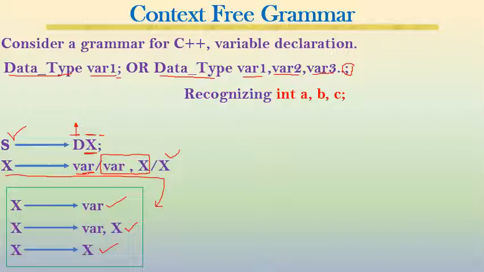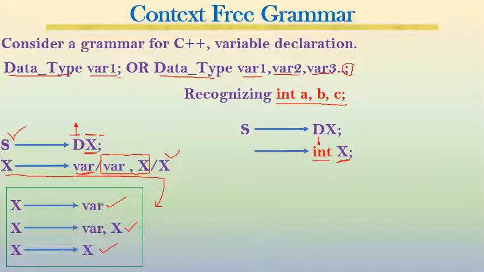Now consider we are recognizing this declaration: integer a comma b comma c and semicolon. If you are recognizing this syntax using this grammar, we'll start from the start production, and the start production is that S can be replaced with DX. Now we'll have to keep the D as it is. For example, it is integer, float, whatever, a set of data types. So we'll replace the D with integer, and now it is time to follow the productions of X. But here it is a followed by a comma.